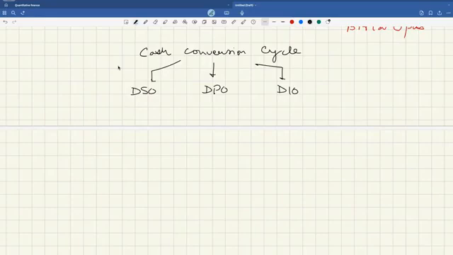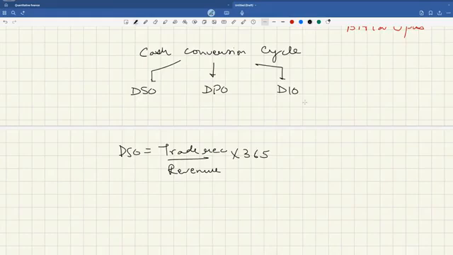So looking at the formula, DSO stands for trade receivables over revenue, multiplied by 365. Again, DSO is a number that tells you the number of days. The full form is days sales outstanding.